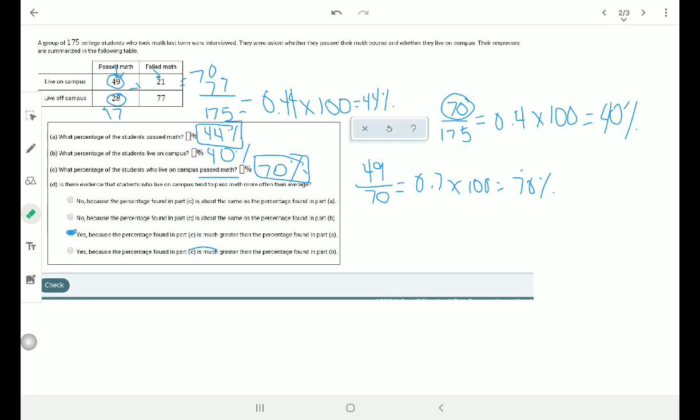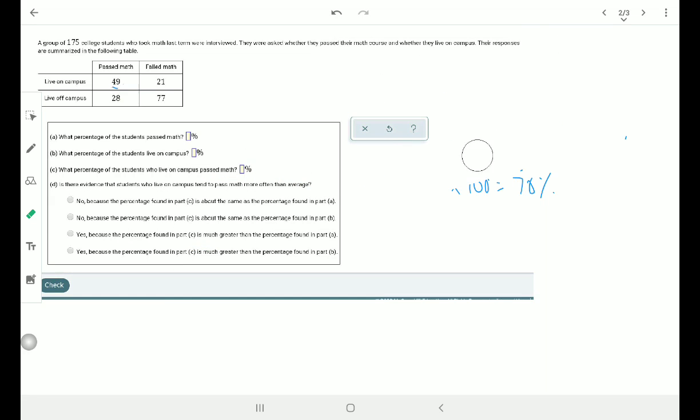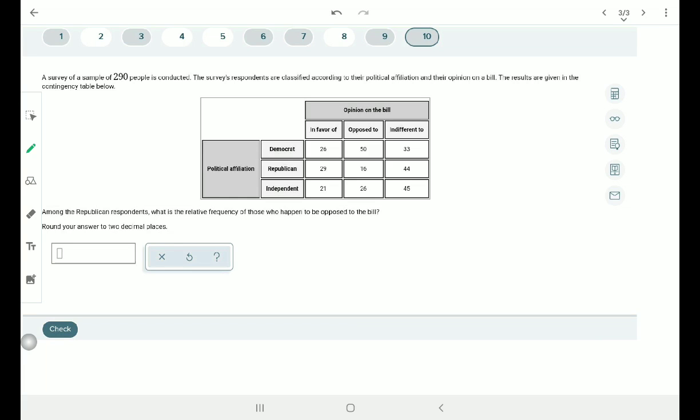And last one, we have question 10. In question 10, we're still dealing with a two-way table, but now we have to figure out the relative frequency. A survey of a sample of 290 people was conducted. The survey's respondents are classified according to their political affiliation and their opinion on a bill. The results are given in the contingency table below.